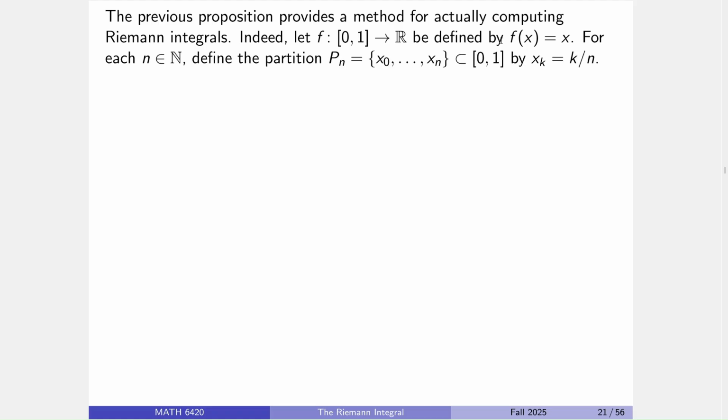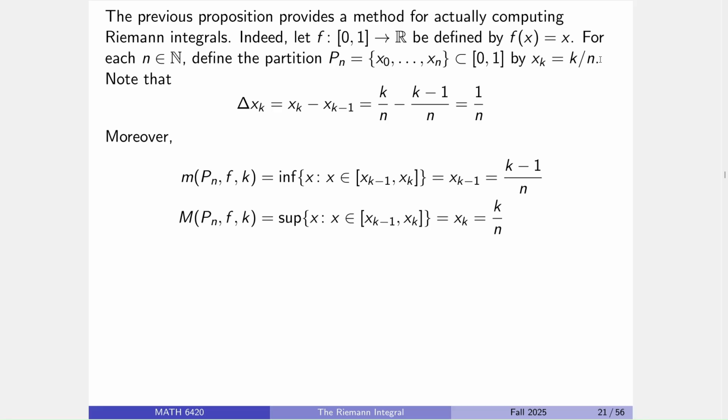So, given an n, we'll define the partition on [0, 1] to be the usual one you would do, the one that's equally spaced. When k is 0, we get 0. When k is n, we get 1. So it just cuts up the domain into equally sized pieces. Note all the delta x's are in fact 1 over n. Nice. All right, so then the infimums and the supremums are easy to compute.